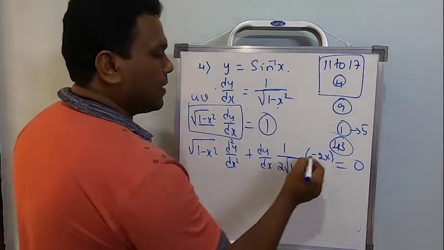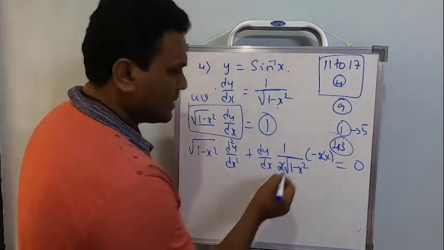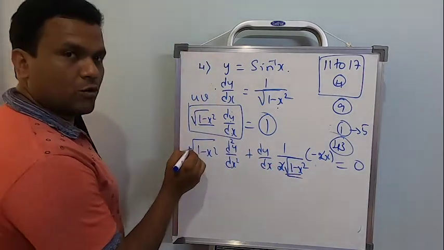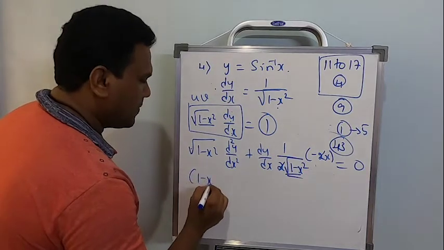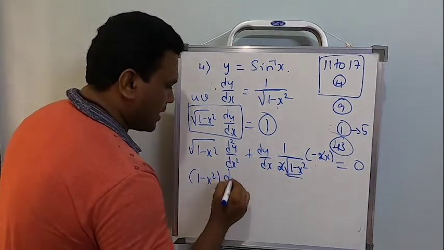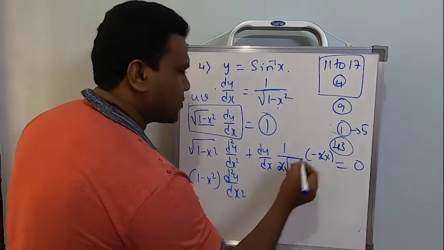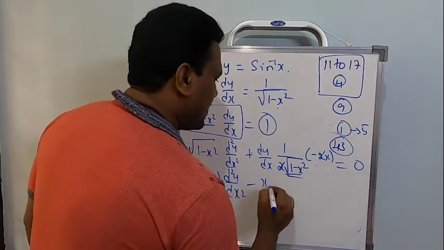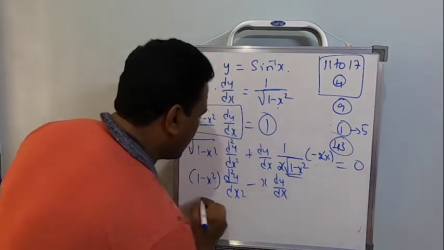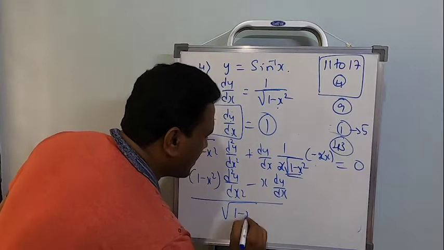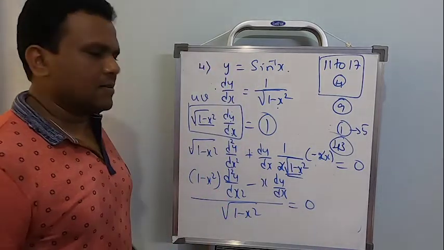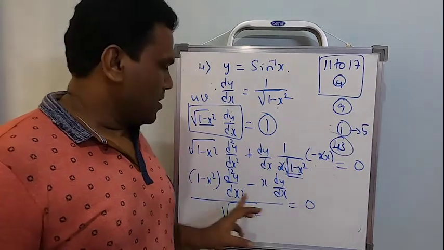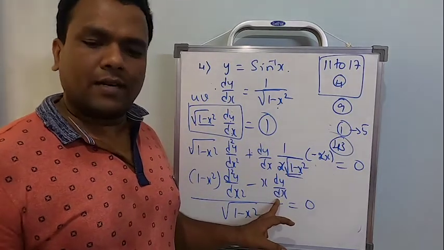Quite simple. I will eliminate this 2 here and take LCM. What is the LCM here? Root of 1 minus x square. So root of 1 minus x square into root of 1 minus x square will be 1 minus x square multiplied by d square y by dx square. I have a minus sign, so minus into plus will be minus. X is still there: x into dy by dx. Remember, you have taken LCM, and now the right hand side is 0. Just shift this to right side. 0 multiplied by anything will be 0, and the remaining thing what you get is the required condition.